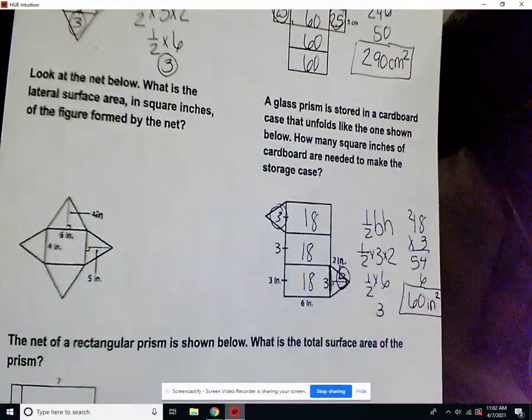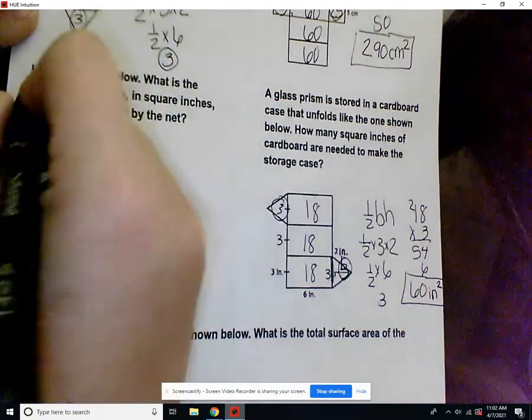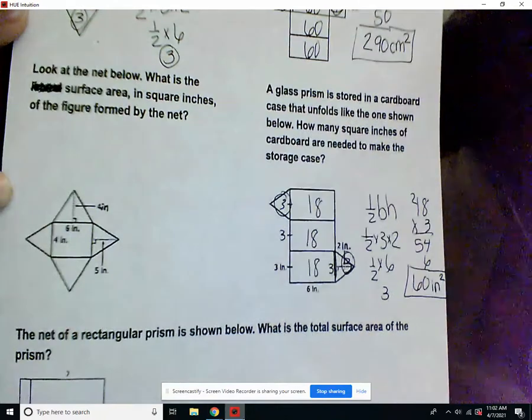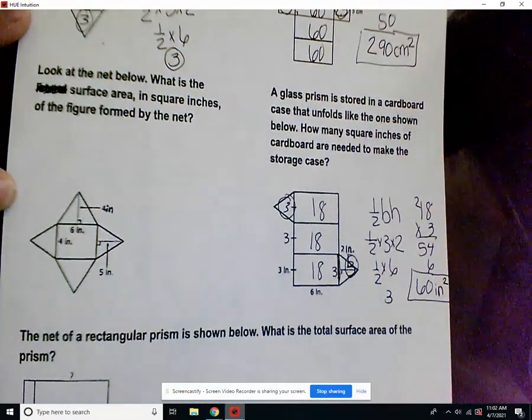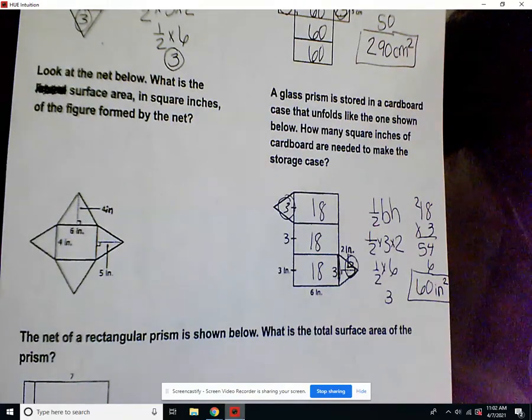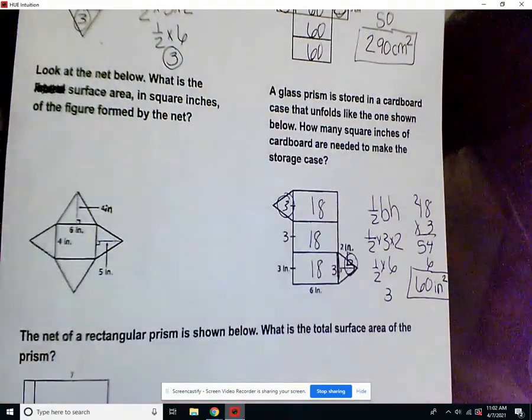All right, so the next one over here, it says, look at the net below. What is the lateral surface area in square inches of the figure formed? Okay, for this one, we're actually going to do total surface area. So I'm going to mark out the word lateral. We'll get to lateral in a little bit because right now we're worried about total. So we're going to find the surface area. Sometimes your problem may just say surface area as well. So we'll find the area of all the shapes.